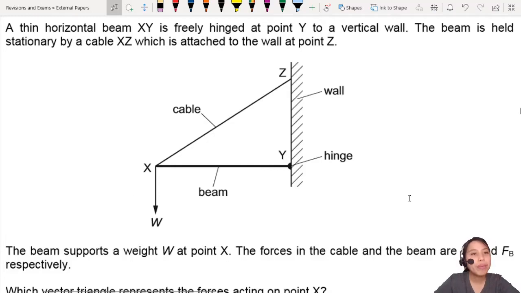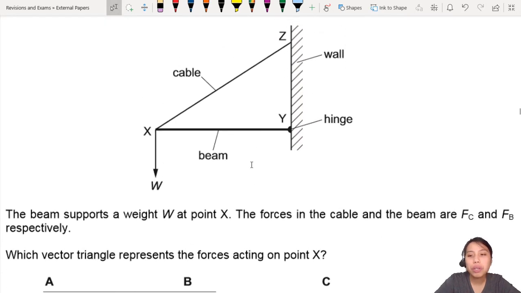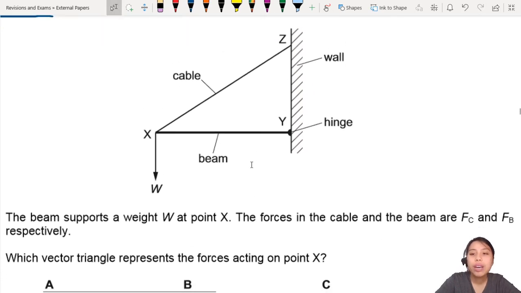Here's a vector diagram question. You have a rod, a beam, horizontally hinged at point Y, held stationary. Now this is kind of important because you know it's in equilibrium. But what are they asking us? The beam is supported, the forces are FC and FB. So this one is FC, and the force in the beam is FB.